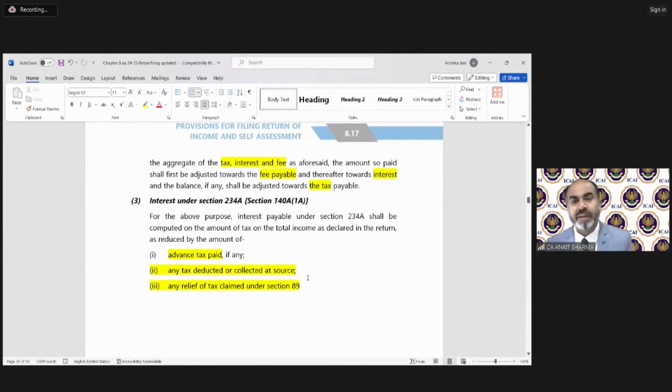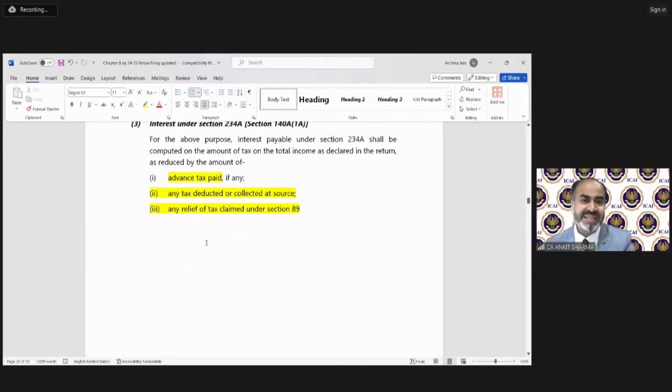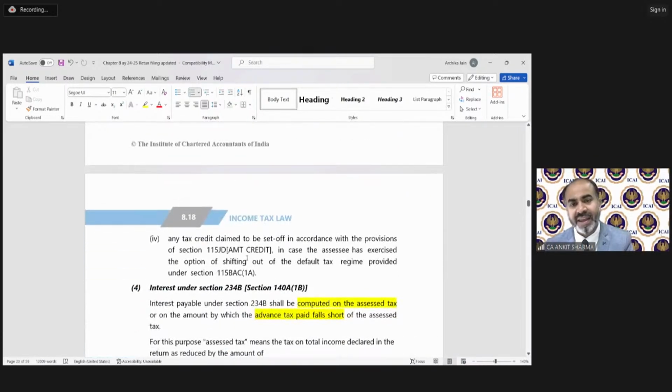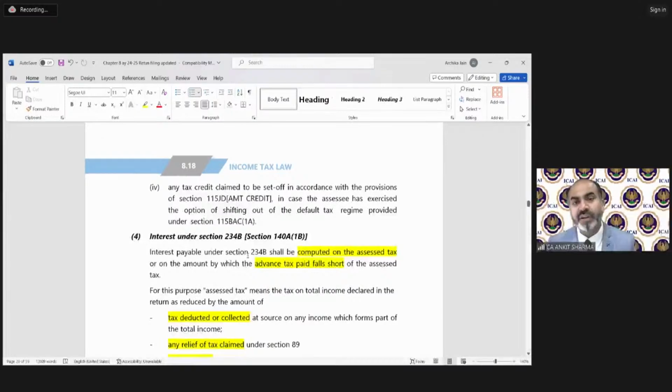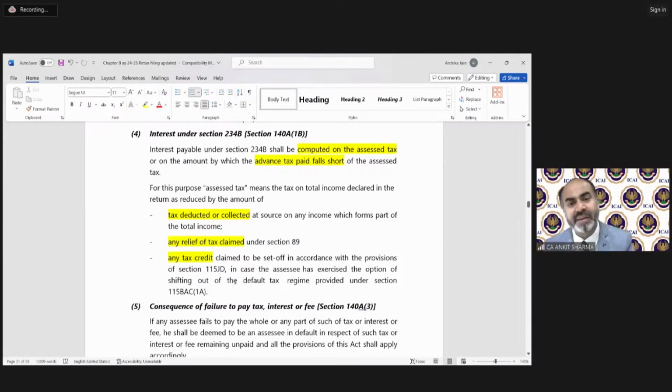Interest under section 234A: for the purpose of the amount, as we have explained, whatever your self-assessment tax and advance tax is will be deducted from it, along with any TDS, any relief, any AMT credit. After that, the value on which interest will be calculated. Same for section 234B interest. Under section 234B, the amount on which interest needs to be calculated will be after deducting advance tax, TDS, any relief, TCS or AMT credit.